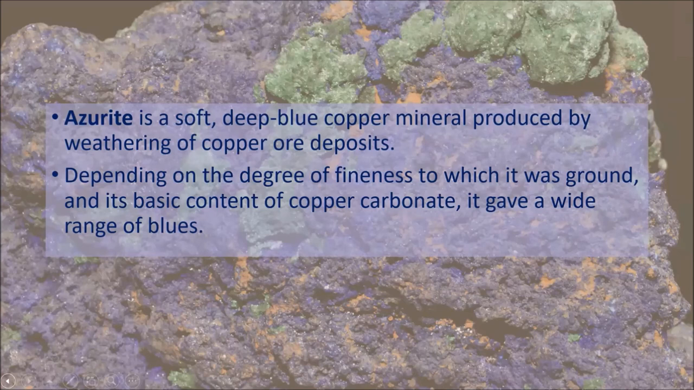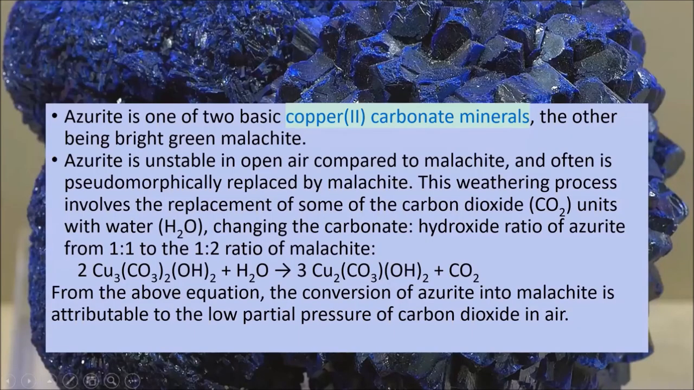And let's see a little more about azurite. It is one of the two basic copper carbonate minerals, the other being green, which is malachite. I have just discussed all this chemistry in another session on paper conservation, where we were talking about pigments used in miniatures. So it is very interesting that there are two basic copper carbonate minerals. One is blue, the other is green. One is azurite, the other is malachite. Azurite is unstable in open air compared to malachite, and often is pseudomorphically replaced by malachite.